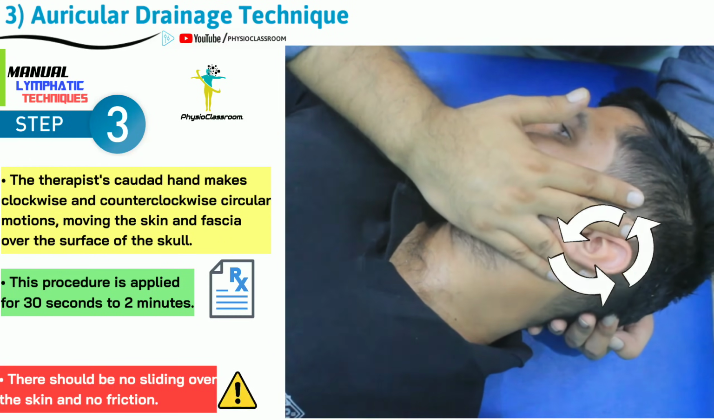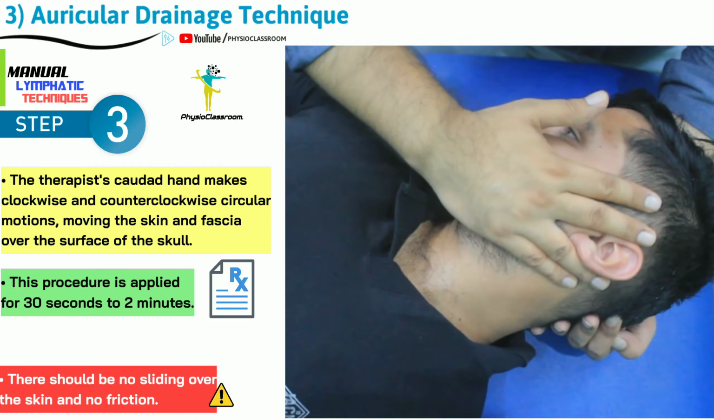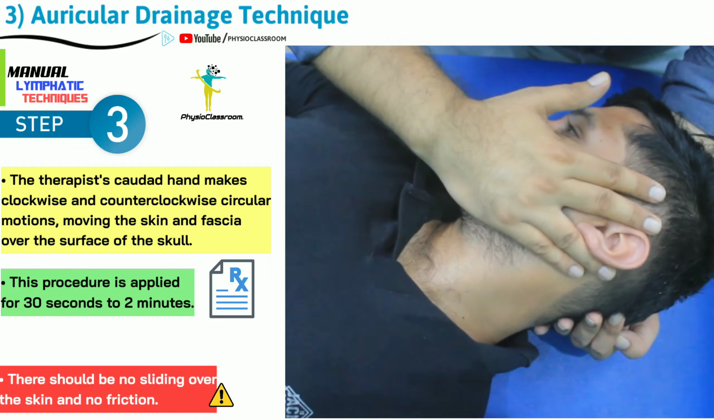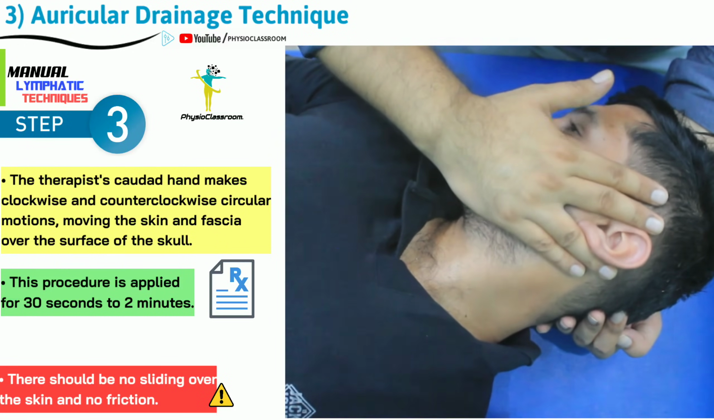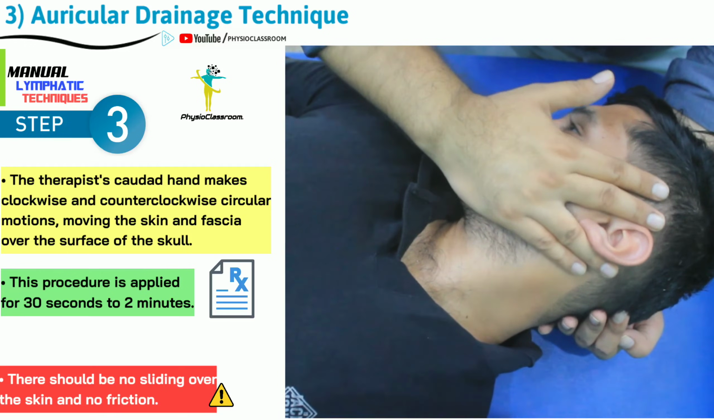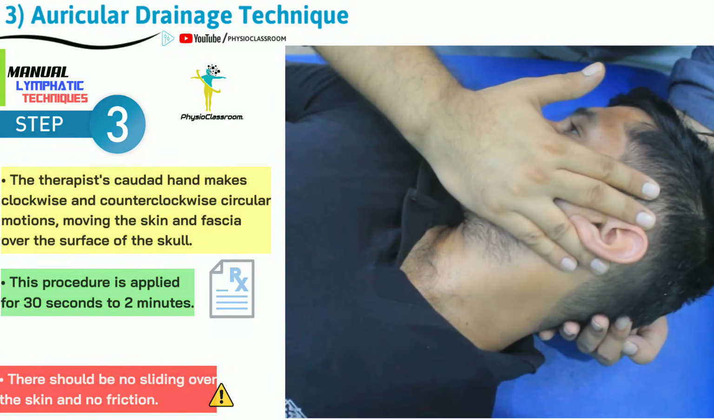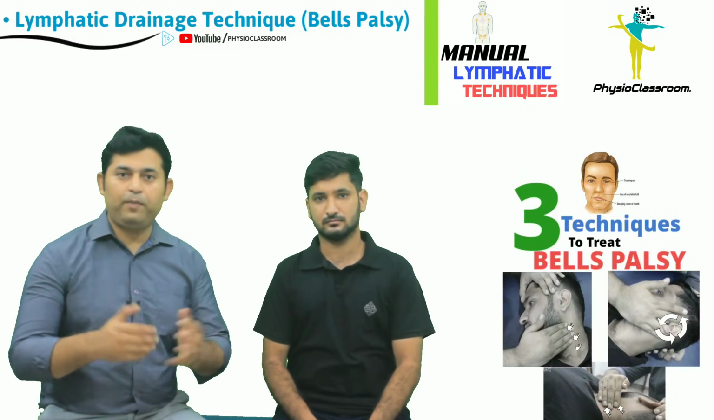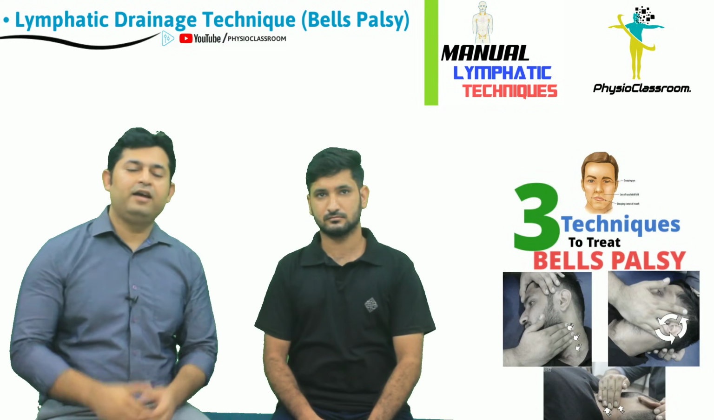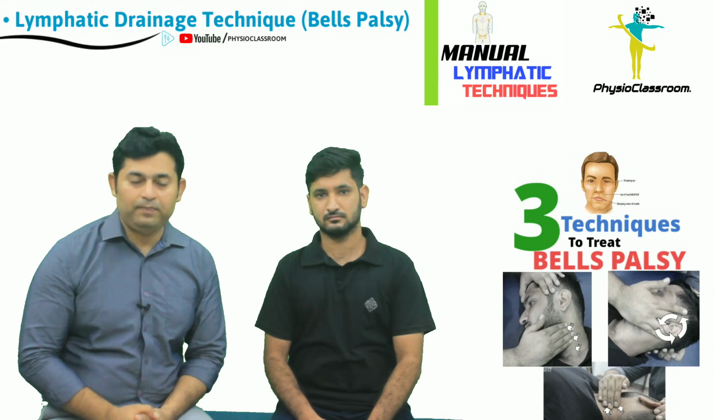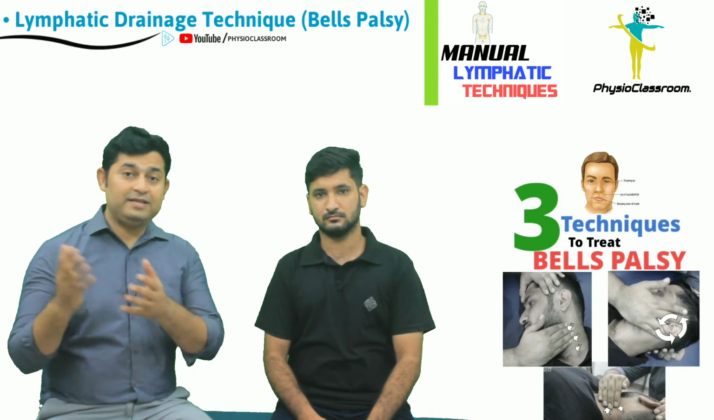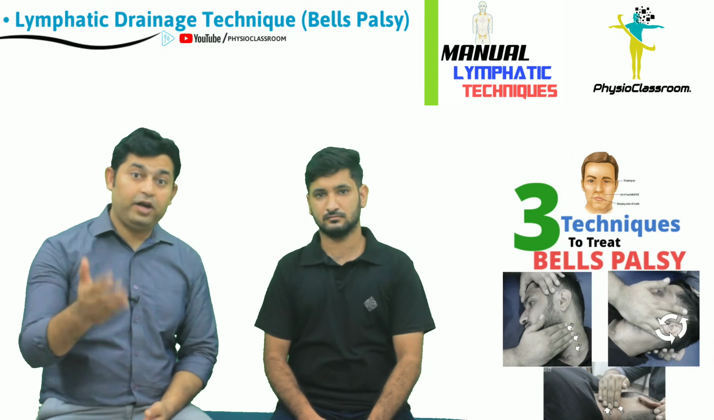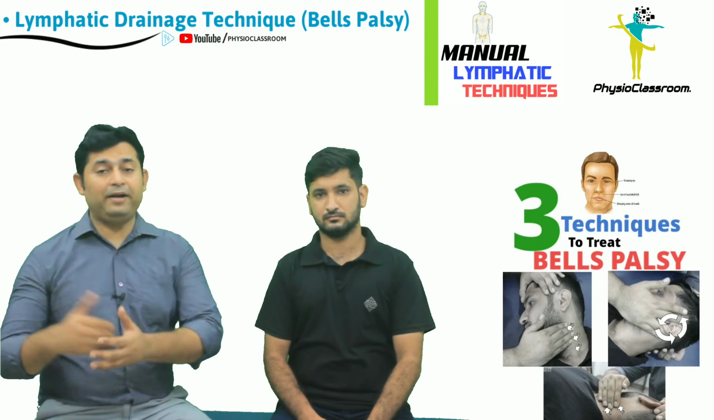The technique helps in the drainage of the auricular lymphatics, thereby reducing the inflammation around the facial nerve and accelerating the healing process. So this was all about the 3 important lymphatic treatment techniques that I wanted to share with you all. Do try these with your Bell's palsy patients and help them recover faster and in a better manner.